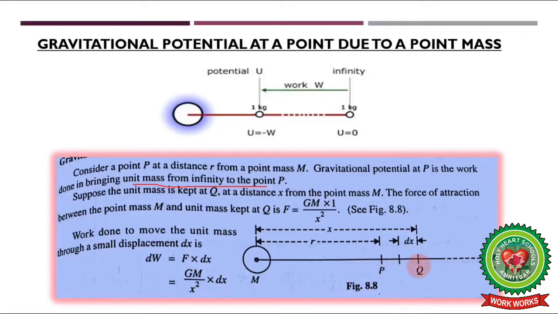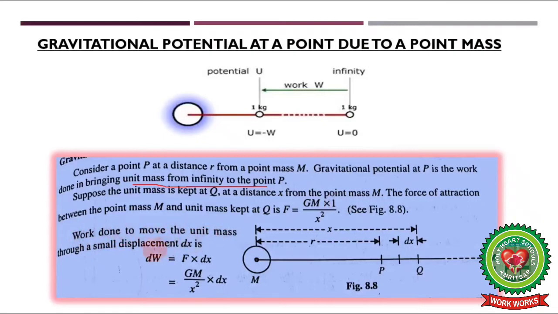Now, we are considering that Q is at infinity. Suppose unit mass is kept at Q at a distance x from the point mass M. The force of attraction between the point mass M and the unit mass kept at Q is F = GM × 1/x², where x is the distance between these two masses, capital M is the point mass, G is the universal constant, and small m is equal to 1 because we are considering a unit mass.